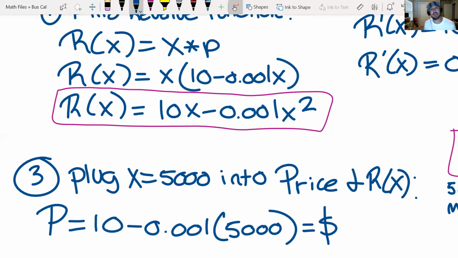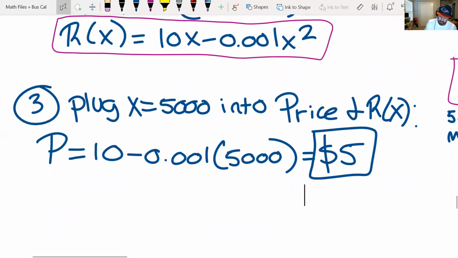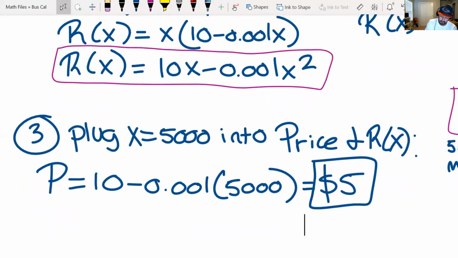Plug that in, and this should give us the price we should sell each marker at to get maximum revenue. So this means that each marker should be $5 per marker.